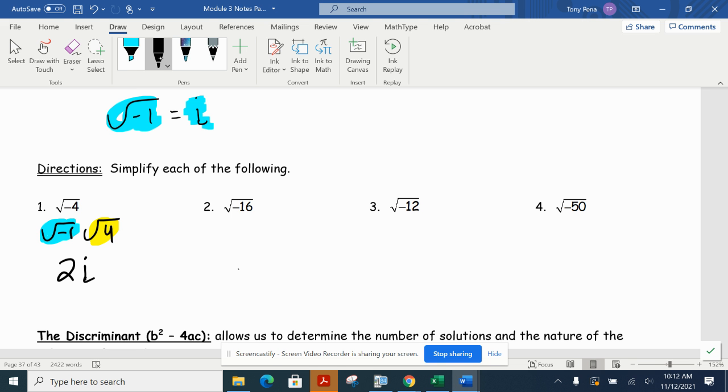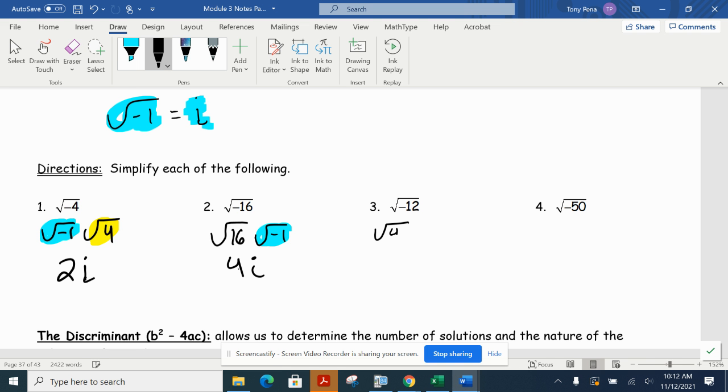If I give you a negative 16, same thing. Let's actually put the 16 first and then put the negative 1 second, just since that's how we want to write it anyway in the final answer. All right, what's the square root of 16? 4. And then what we just said here is, here's this little square root of a negative 1. That is the number i. So that is 4i.